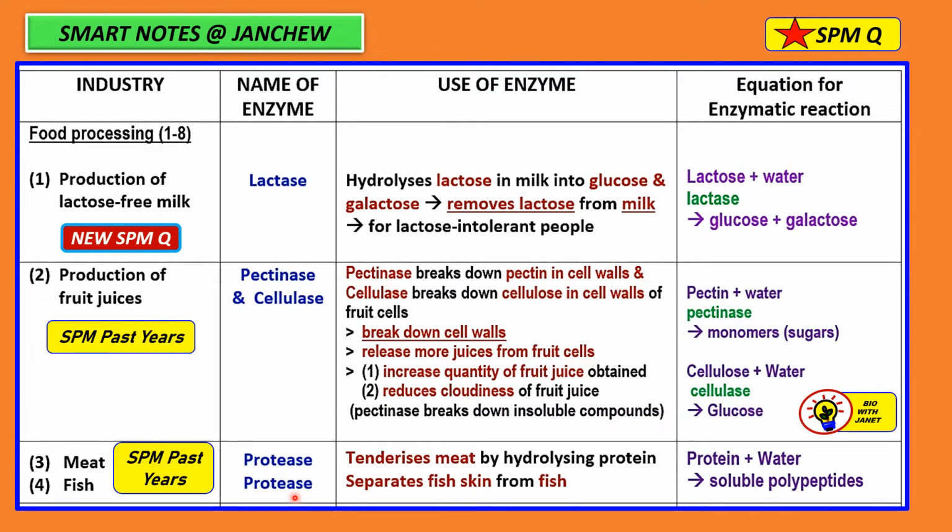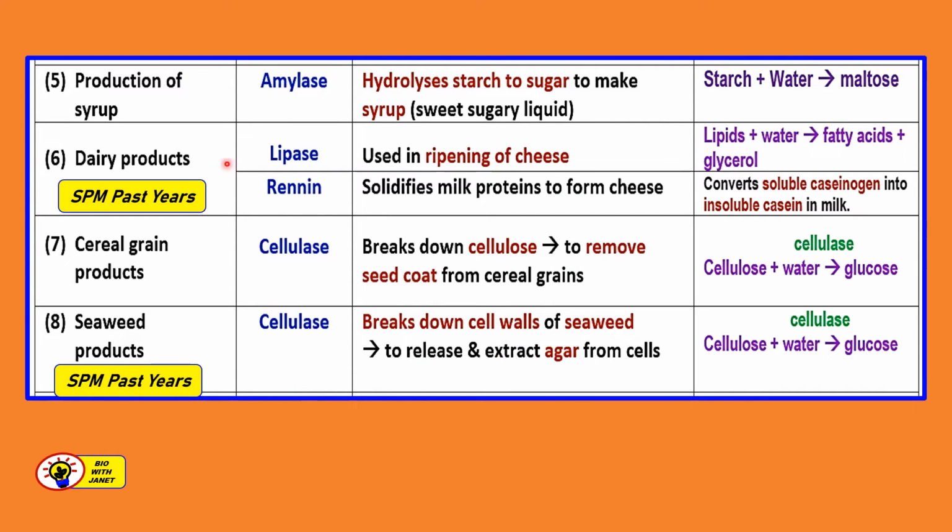In the production of, say, canned fish, protease is used to separate the fish skin from the fish, by digesting the protein found in the connective tissues in the fish skin, so that the fish skin can be easily taken off or removed from the fish. Now, the fifth use of enzymes. The enzyme amylase is used to hydrolyze starch to sugar to make a syrup, which is a sweet sugary liquid.